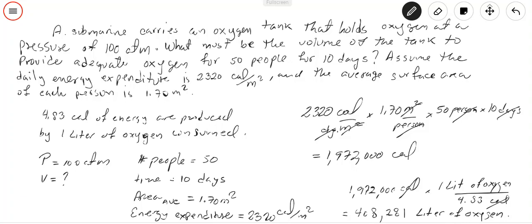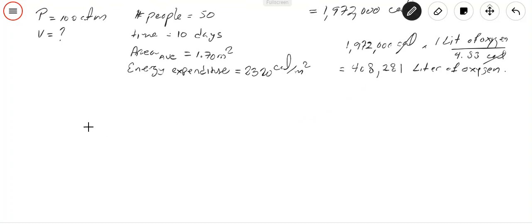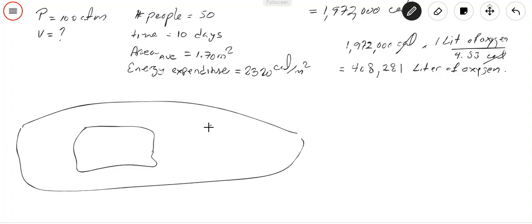Once we know this number of liters of oxygen, we're ready to find the volume of the tank. And then let us do the following analysis. When I have the oxygen here, as I said, let us analyze the pressure and volume in each case. So here is the submarine. And here is the tank where we are holding the oxygen.